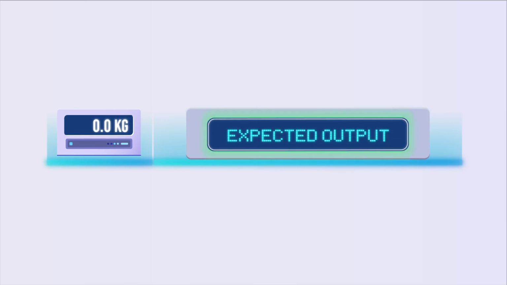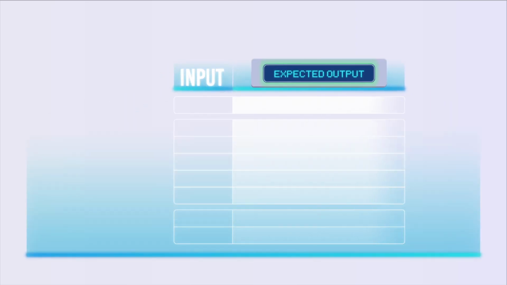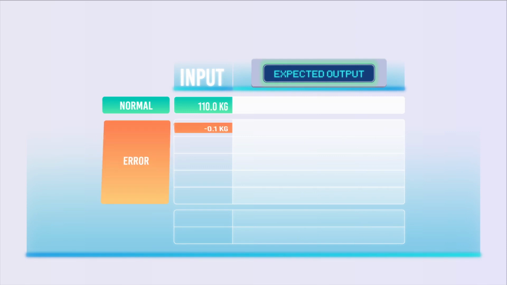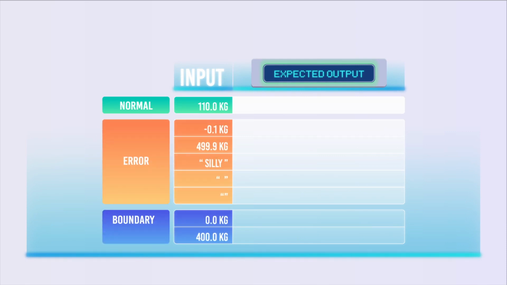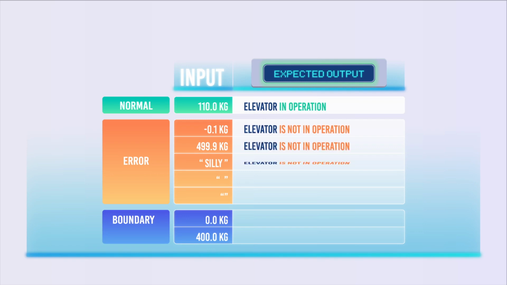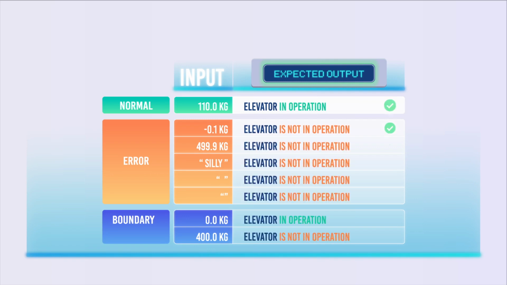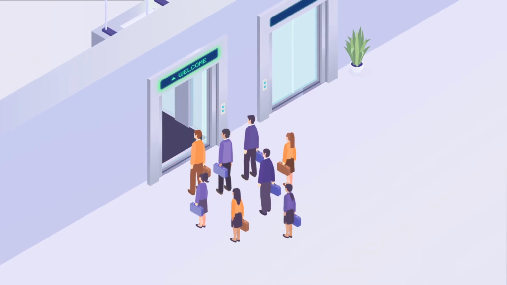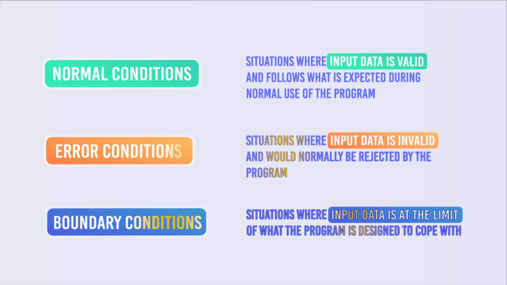Remember, a test case is made up of an input and its corresponding expected output. So having identified the tests under normal conditions, error conditions, and boundary conditions, what is left is to specify the expected output for each input that is to be tested. This is how we design test cases that will minimize program errors. After the elevators have passed the tests, they are good to go. To recap, we have to include these 3 different types of conditions in our test cases.